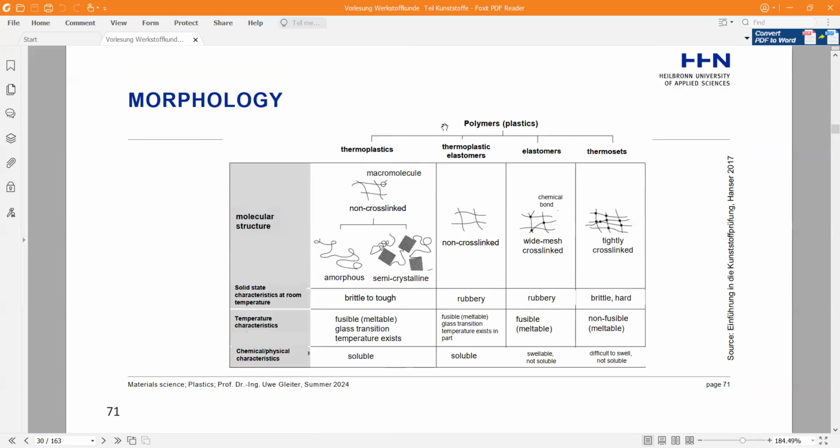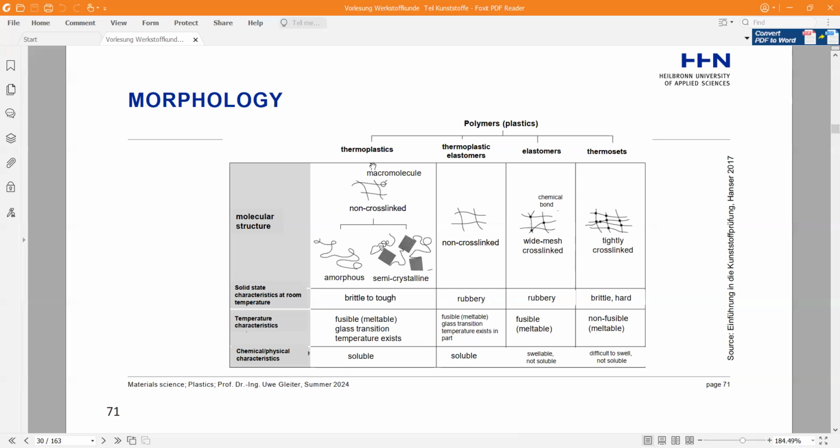Morphology of polymers. So thermoplastics have in section morphology structure macromolecule and cross-linked, which we can divide into amorphous and semi-crystalline. Solid state characteristics at room temperature for thermoplastics are brittle and tough. Temperature characteristics are visible. Glass transition temperature exists, and chemical physical characteristics are soluble.